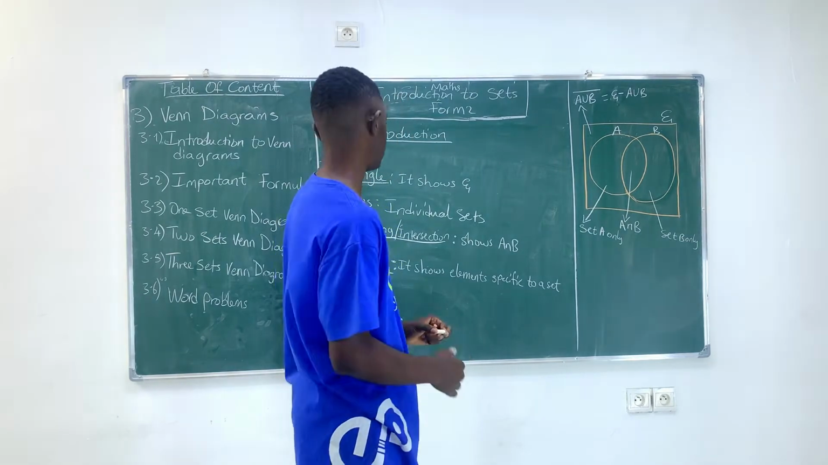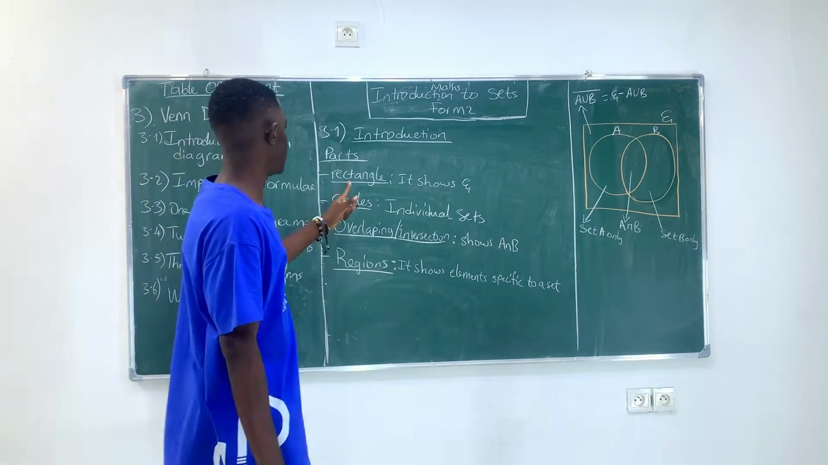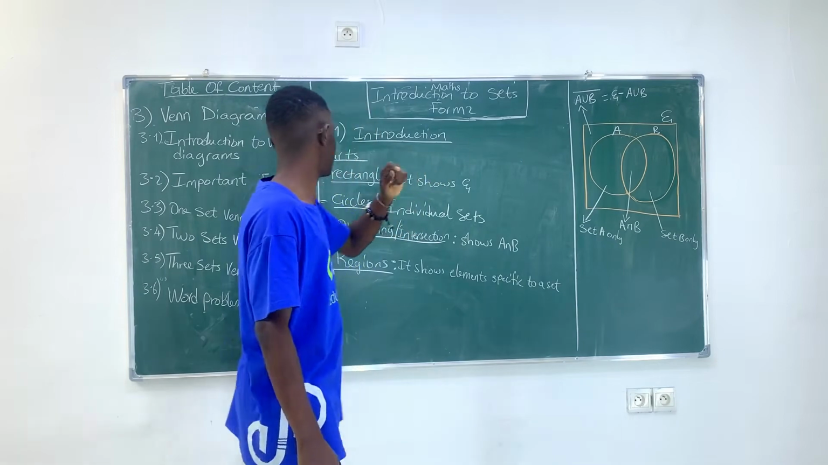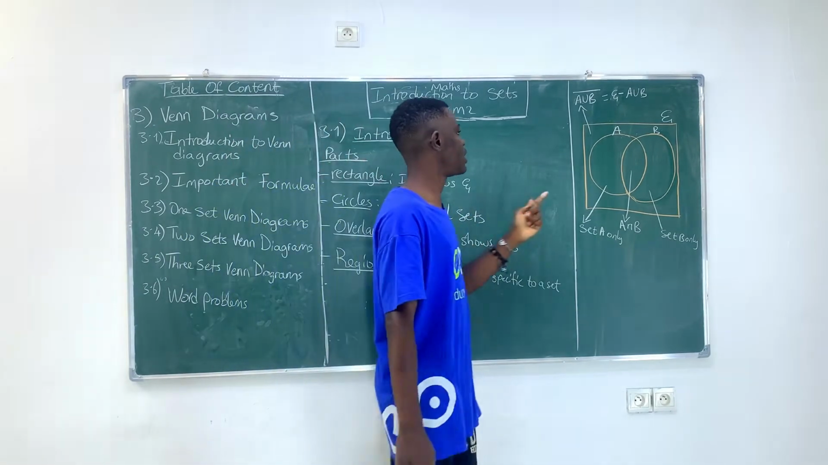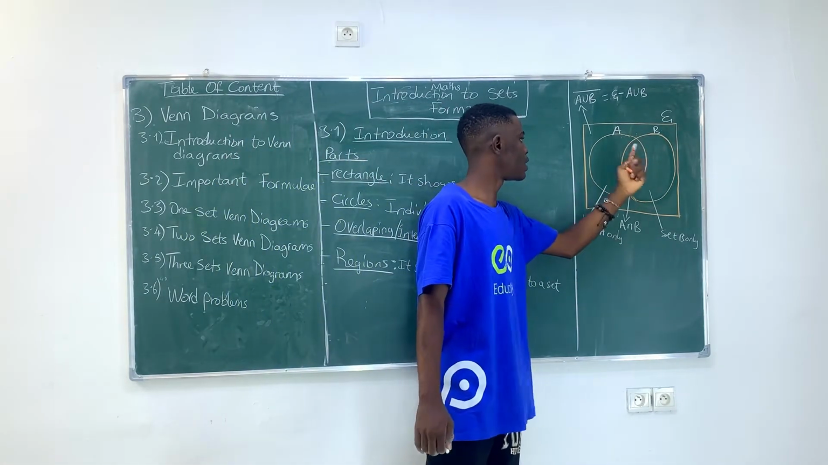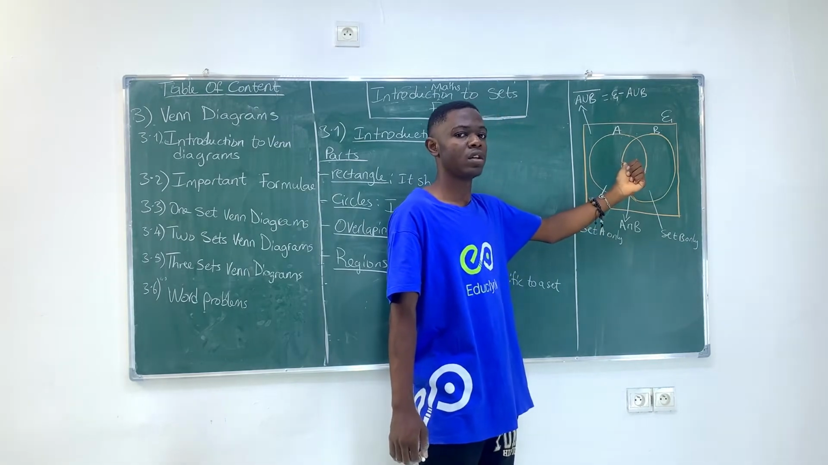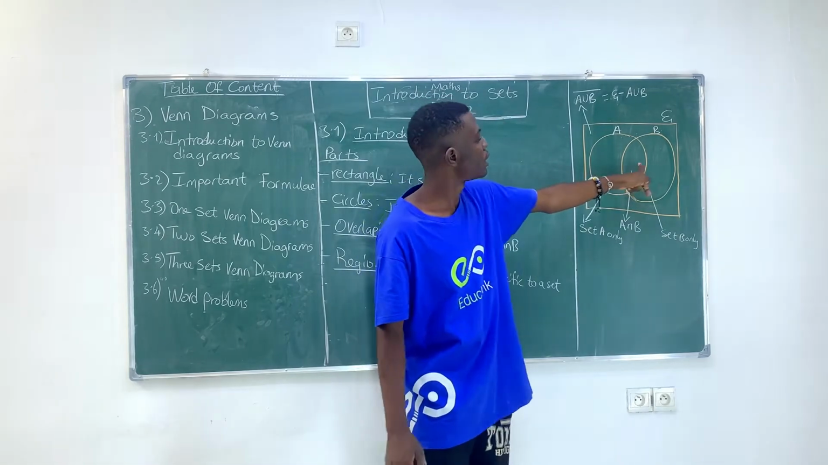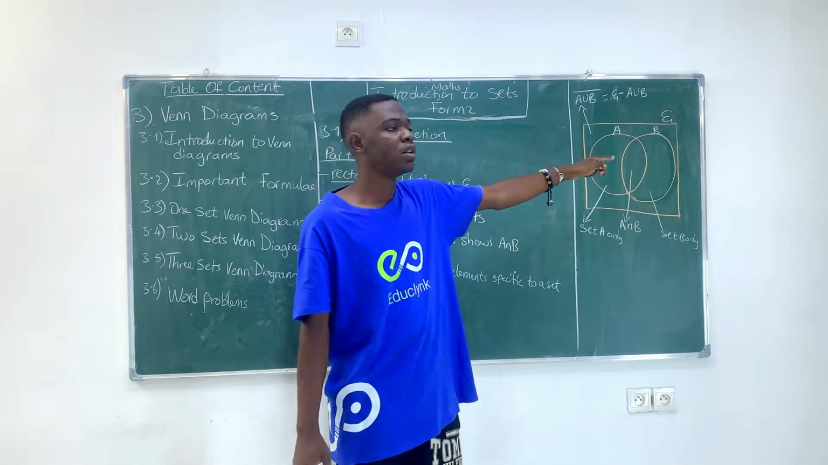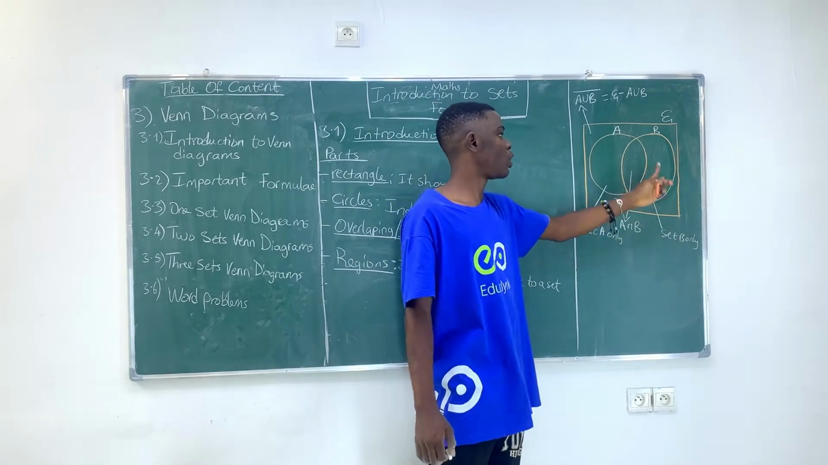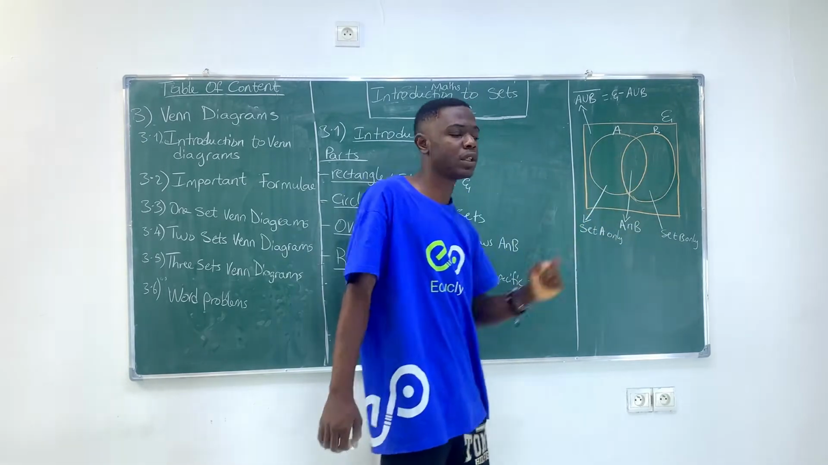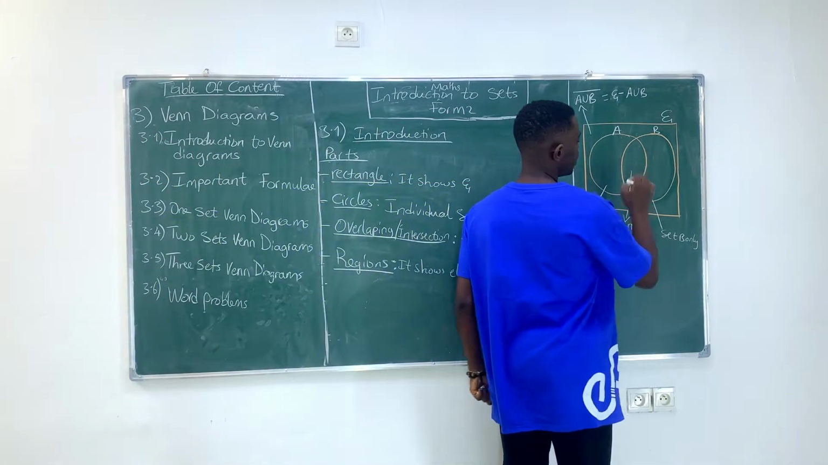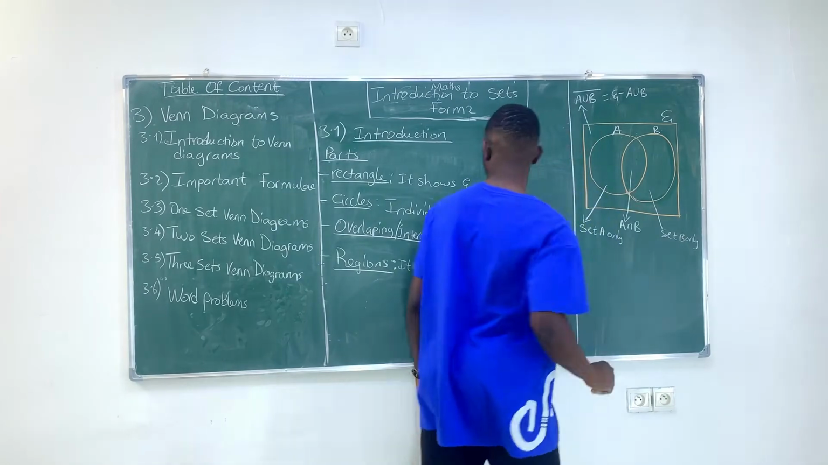So for the introduction, we see that here our rectangle represents the universal set. The circles represent individual sets. If anything is inside this circle, it represents set A, everything that is inside set A. Even if it is inside here, it's also inside set A, just that it belongs to set A and also to another set B. So the overlapping, the intersection, shows A intersection B.